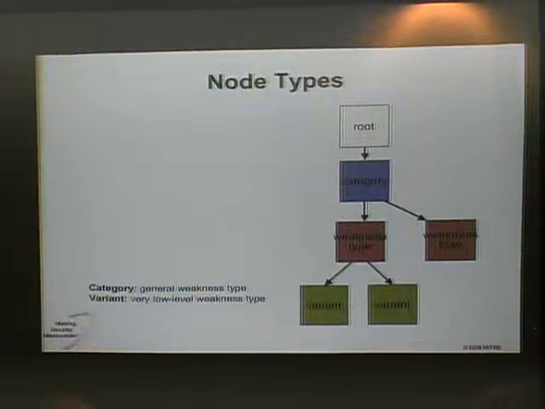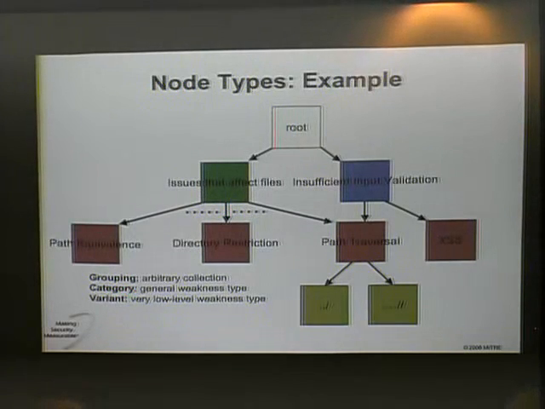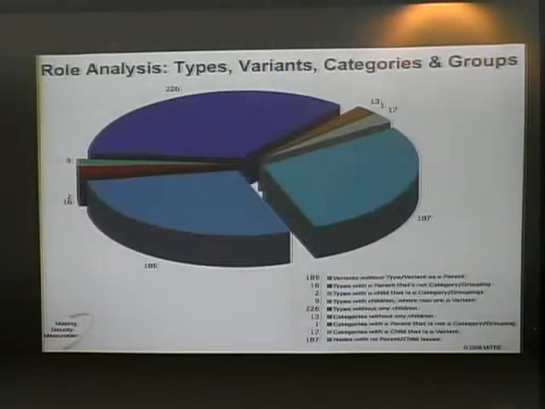So the node types, we started out with just categories, a parent node and a child, and then variants would be technological differences, whereas now we also have groupings. So those views, those slices, those are groupings. Those are different ways of organizing nodes. So an example would be issues that affect files is a grouping, whereas insufficient input validation is a parent to path traversal as well as cross-site scripting. Those are just some examples of different uses of this.